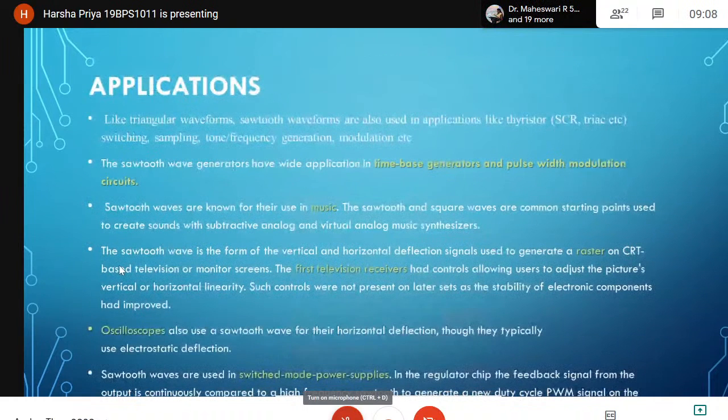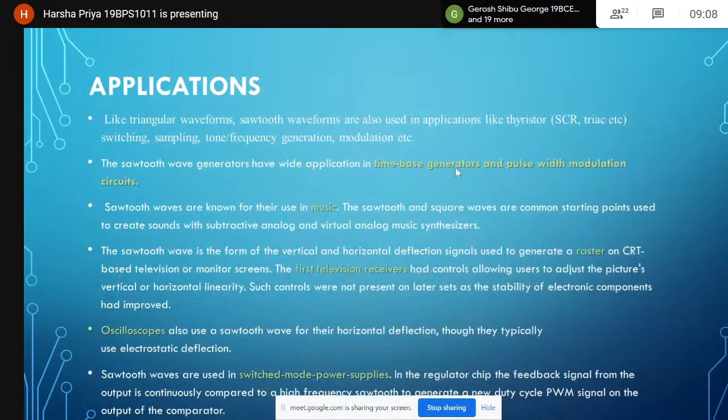The applications of the sawtooth waveform are in tone frequency generation and modulation, like time-based generators and pulse width modulation circuits. It is also used in music, like the sawtooth wave and square wave are common starting points to create sound, and it is also used to generate the horizontal and vertical deflection signals in CRT-based televisions or monitor screens, which were used earlier. It is also used in oscilloscopes and switch mode power supplies.